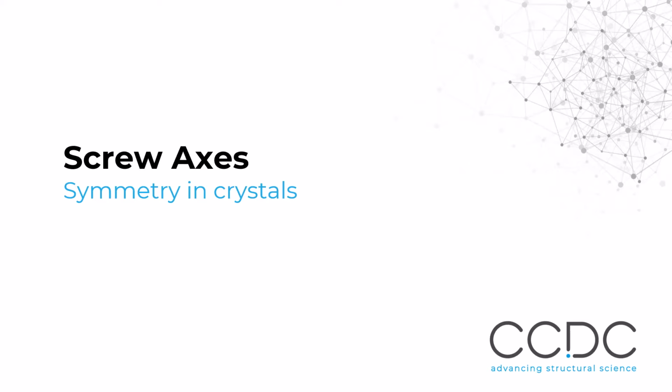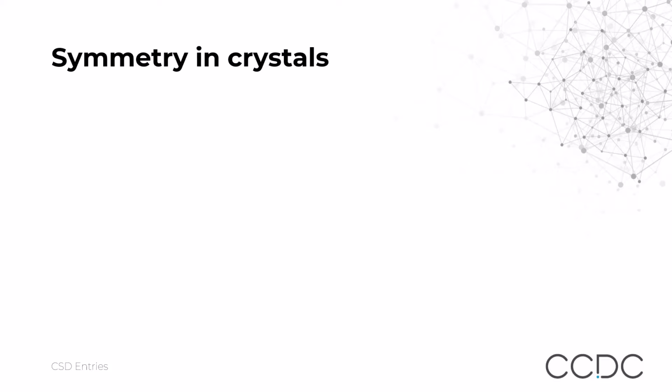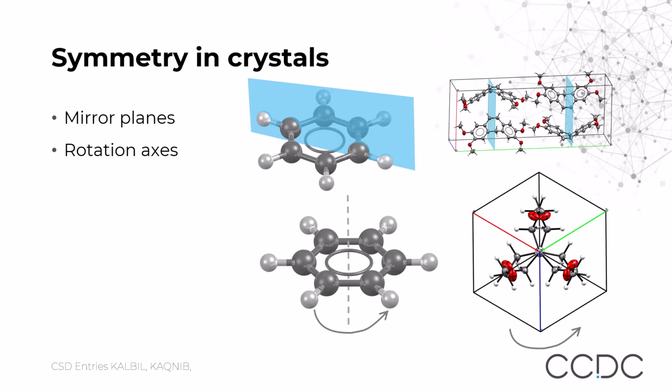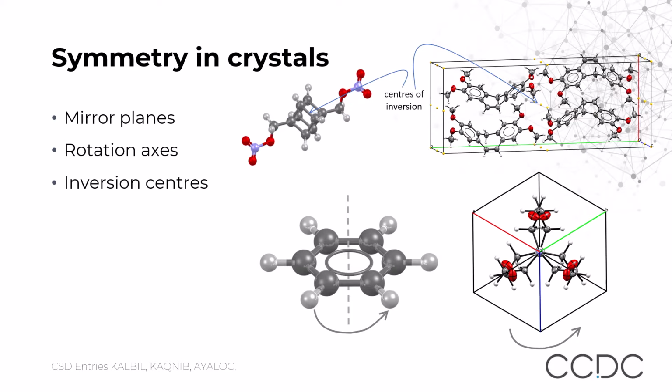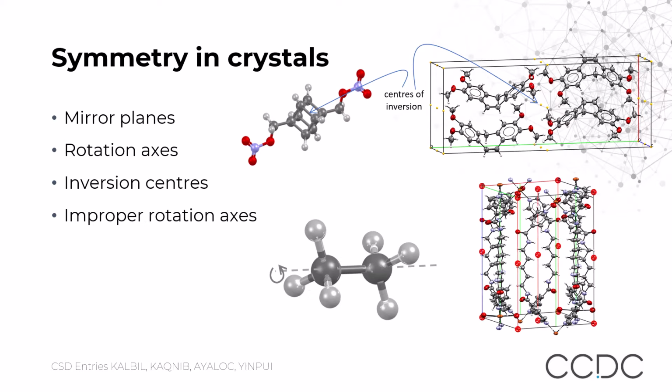In this video we're going to learn about screw axes in crystal structures. Many of the symmetry elements for crystals are the same as those of discrete molecules. Both can have mirror planes, rotation axes, inversion centers, and improper rotation axes. However, a periodic three-dimensional structure also has another class of symmetry operations that involve a translational element. These include screw axes and glide planes. In this video, we will look at screw axes.